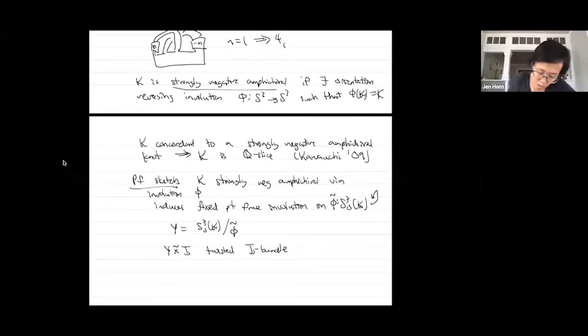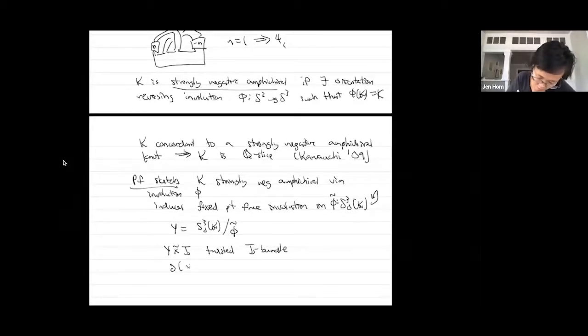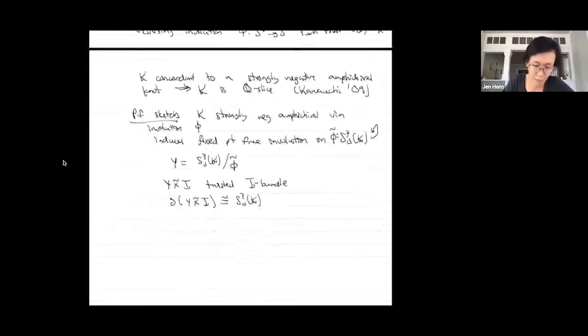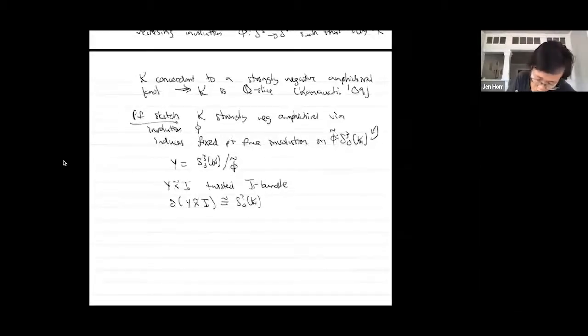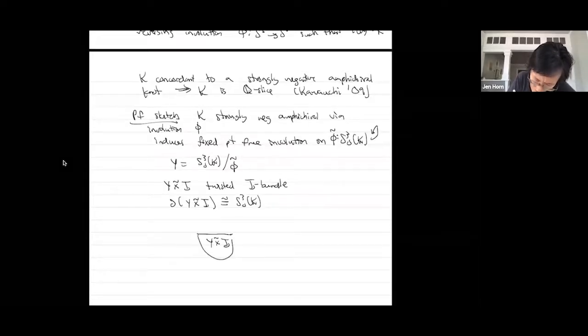And observe that the boundary of this is exactly the zero surgery along K. Great. So what do we have? We have this four manifold, this twisted I bundle, whose boundary is zero surgery along K.